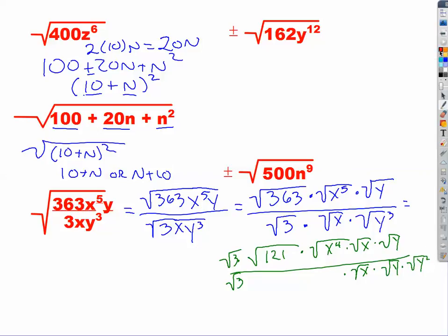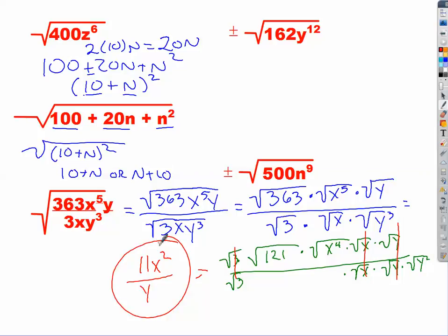Well, what is the square root of 3 divided by the square root of 3? Anything divided by itself is 1. It cancels out. The square root of x divided by the square root of x. Square root of y divided by the square root of y. What is the square root of 121? So you end up with 11. What is the square root of x to the 4th? X to the 2nd. Over, what's the square root of y squared? Just y. And so there's my answer.